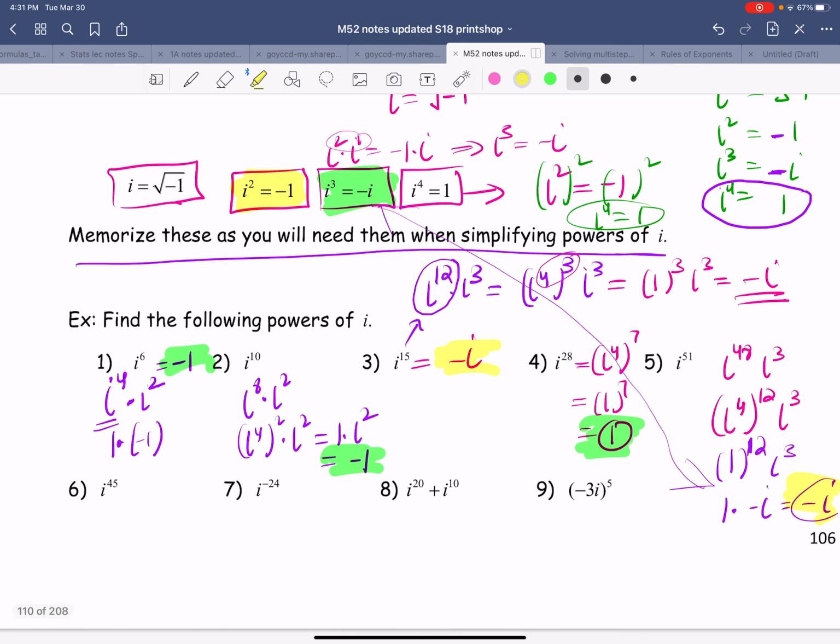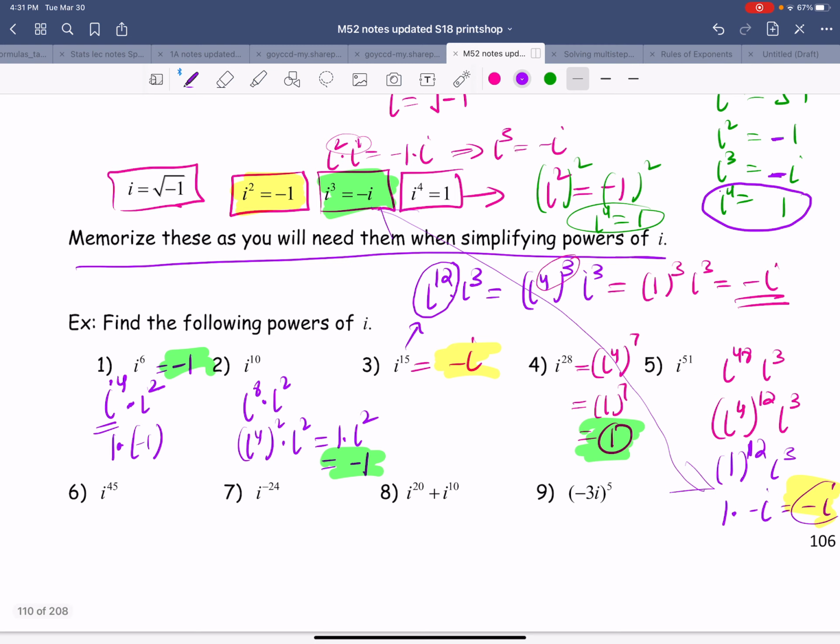Okay, so let's check out number 6 here, i to the 45. Let's break it as i to the 44 times i. And this I already know will be 1, because we can write it as i to the 4 to the 11th power. 1 to the 11th power is still 1, so that's equal to i.